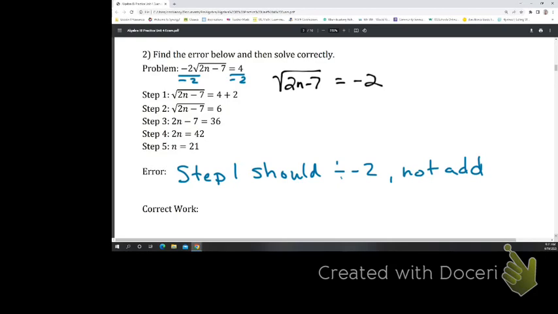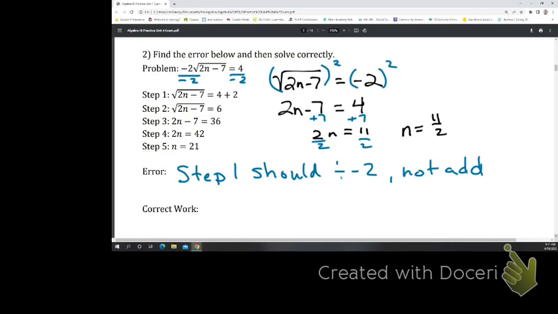Now, let's just keep going, but then I'm going to tell you why it's extraneous. If I square both sides, then this is 2n minus 7 is equal to 4. And I add 7, of course, and divide by 2. And I could say 11 over 2 or 5.5. 5.5 would be easier to check, right?